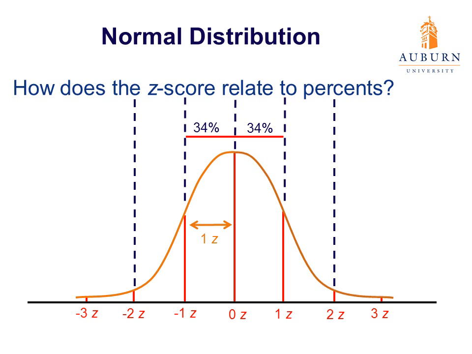So now that we know how to calculate z-scores and we know how they relate to the normal distribution, let's take it one step further and talk about what it means in terms of the population. Alright, and so let's add some percents. So how does the z-score relate to percents?